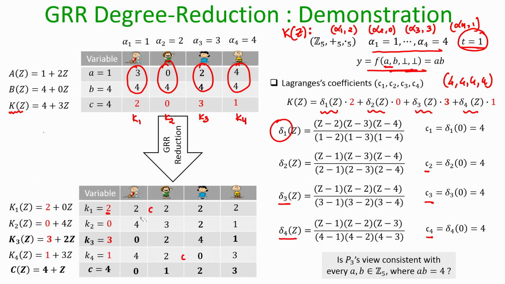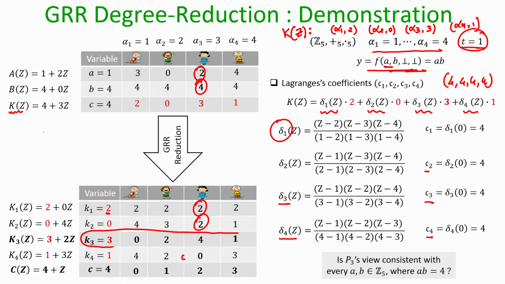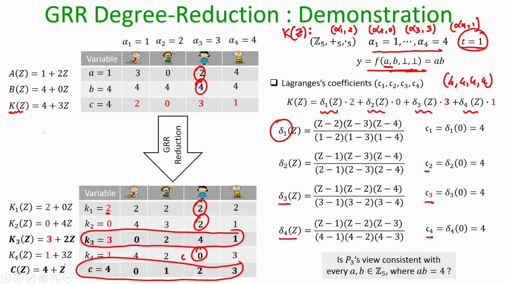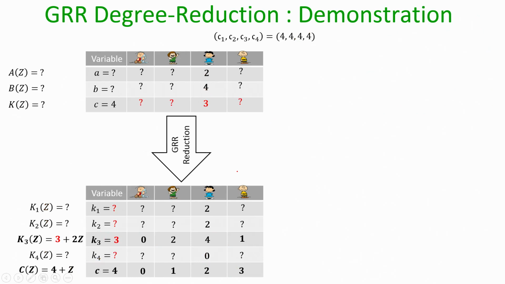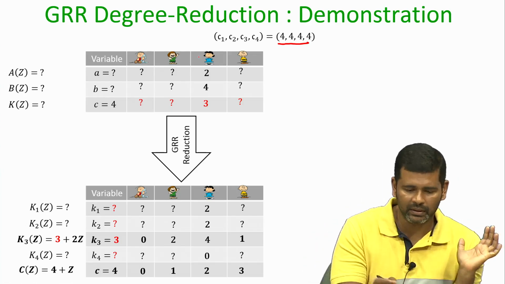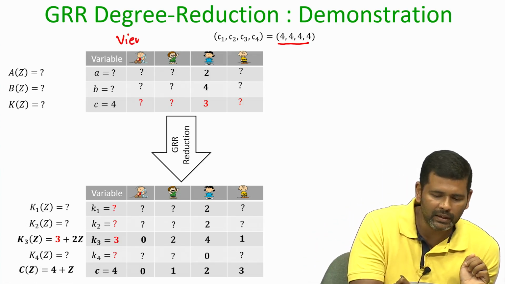So, I have now highlighted in bold the view of corrupt P3. Corrupt P3 will have the shares of A, shares of B, and whatever shares it obtained during the degree reduction problem, and it itself will be acting as a dealer and secret sharing K3, and then finally, it will be seeing all the shares of C being made public. So, everything which has been highlighted in bold constitutes view 3. And it also knows the Lagrange coefficients because they are publicly known. The question mark denotes the unknown values.